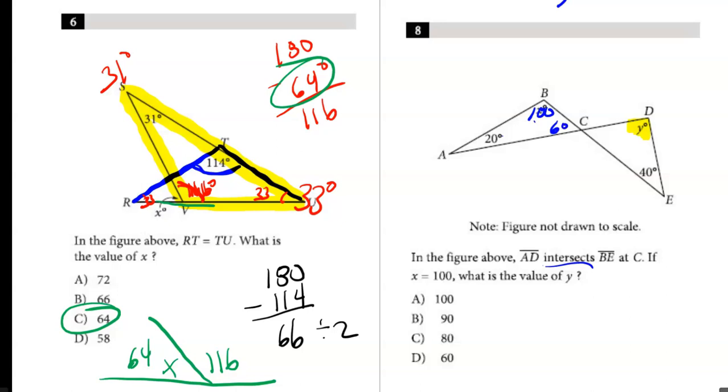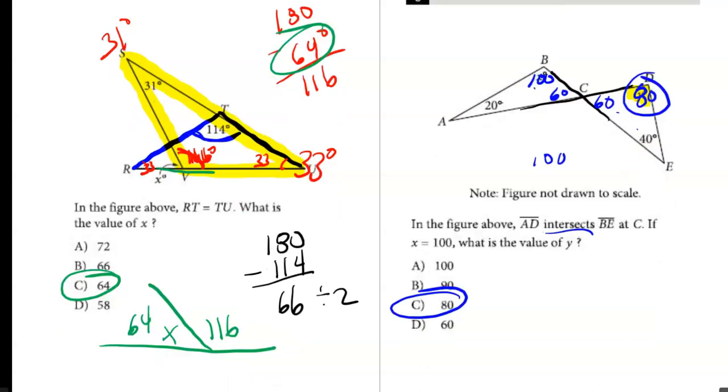And these two lines here do cross and form a nice X. So that means that vertical angles, this is 60. So now I can jump over here in the triangle on the right. 60 and 40 is 100, which means y has to be 80 degrees. So the correct answer for number 8, C.